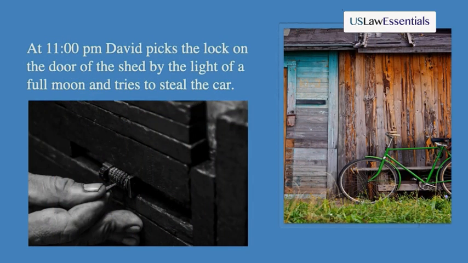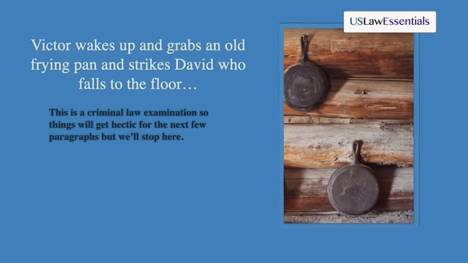Now David, at 11 p.m., decides to pick the lock of the door to the shed by the light of this full moon, and he's going in there to try to steal the car that's located inside the shed. But aha, Victor wakes up and he grabs an old frying pan that's located inside the shed. He hits David. David falls to the floor, and because this is a criminal law exam, things are going to get hectic for the next few paragraphs.